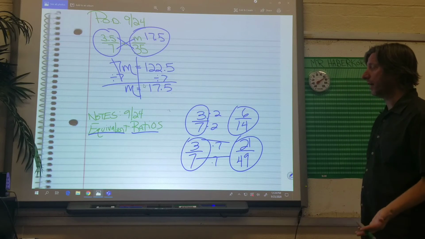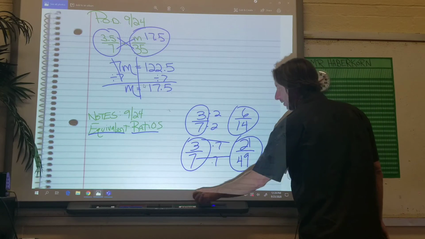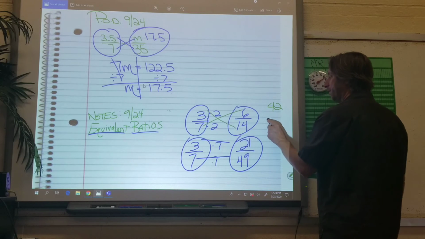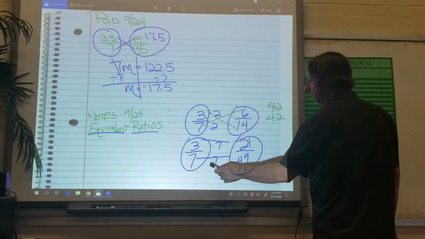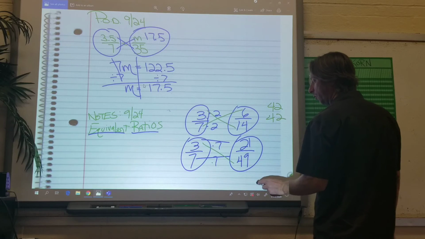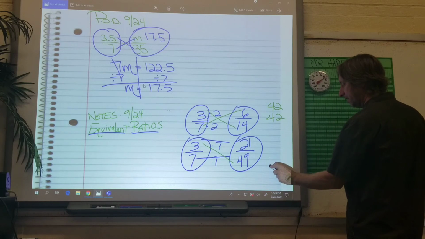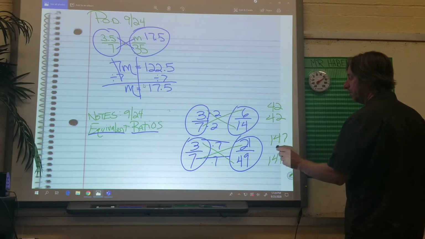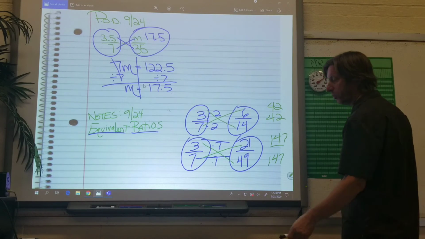And remember, we can check to see if they're equivalent by cross multiplying, right? 7 times 6 is 42. 3 times 14 is 42. 3 times 49 is 147. 7 times 21 is 147. So we can see that those are equivalent fractions, right?